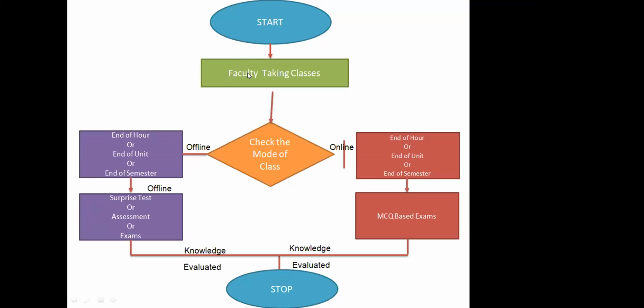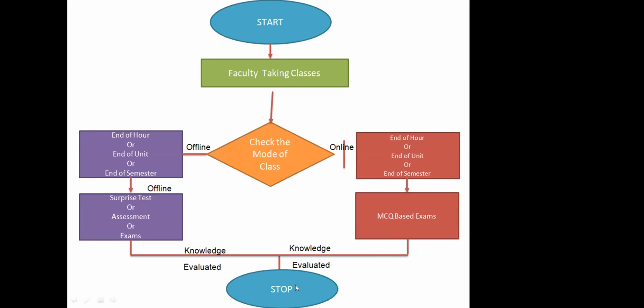Listen here. Here, faculty taking the class. First step, suppose the faculty is taking the class in offline mode. Then at the end of the hour, at the end of the unit, at the end of the semester, he follows three types of examinations. From the three examinations, the faculty member easily analyzes the students' knowledge. Then the process stops. Suppose the faculty member is taking the class in online mode, then at the end of the hour, at the end of the unit, at the end of the semester, the faculty member follows MCQ based examinations, then evaluates the performance of students, then comes to the end.